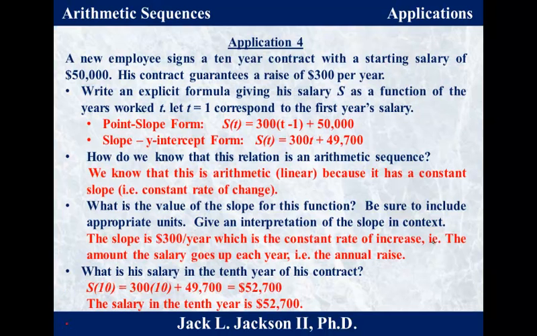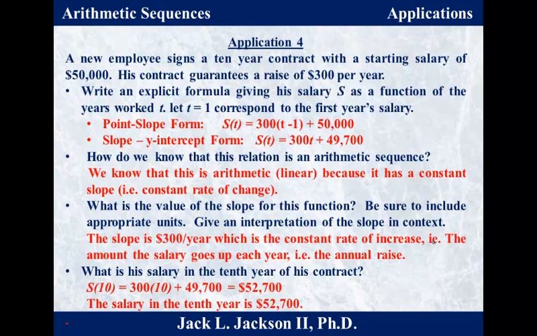Well, we can do the explicit formula in a couple of different versions, in a point-slope form or a slope-intercept form. Since we know the point, t equals 1, then s is 50,000, we could use a point-slope formula, and we know the slope is 300 because that's how much it's going up. The salary is going up each year. That's what a raise means, is how much you're going up. So s of t equals 300 times (t minus 1) plus 50,000.